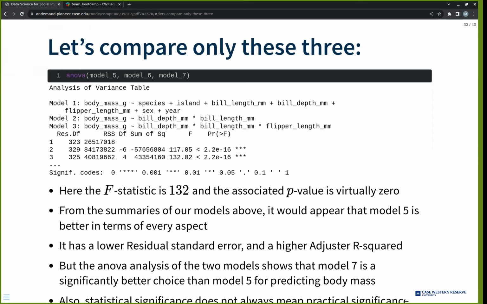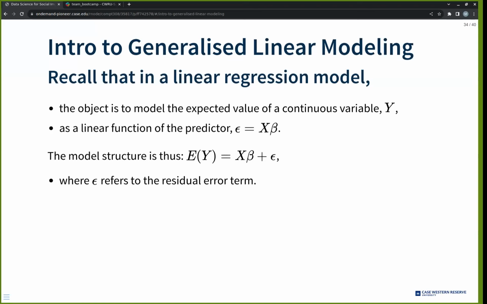We tried to compare single linear regression models of single predictors. We did that for three models, and model 4 was a multiple linear regression of two variables. Then model 5 had all the variables, and model 6 had interaction terms of only two variables. Model 7 had interaction terms of the three highly correlated variables. And you can see statistically that is the best performing one. Now, let's move on to GLMs.